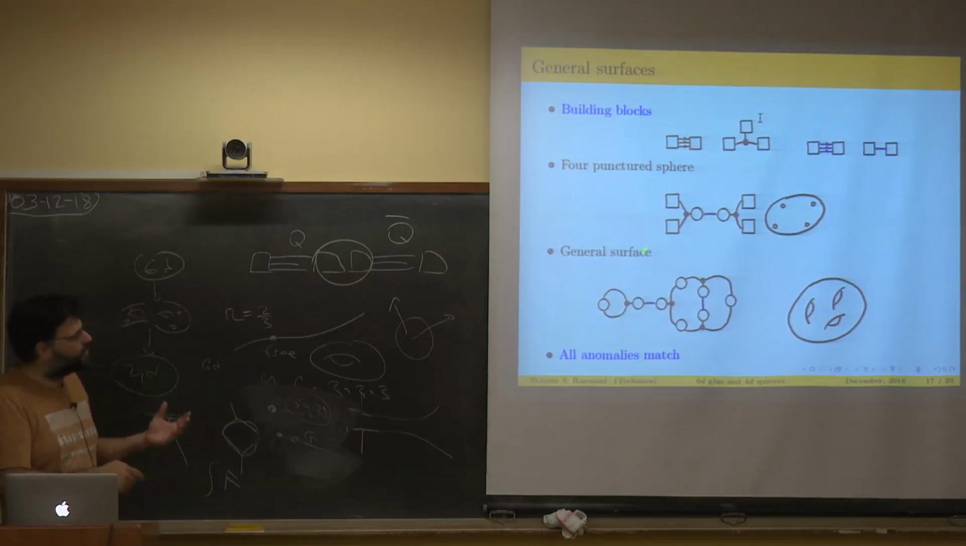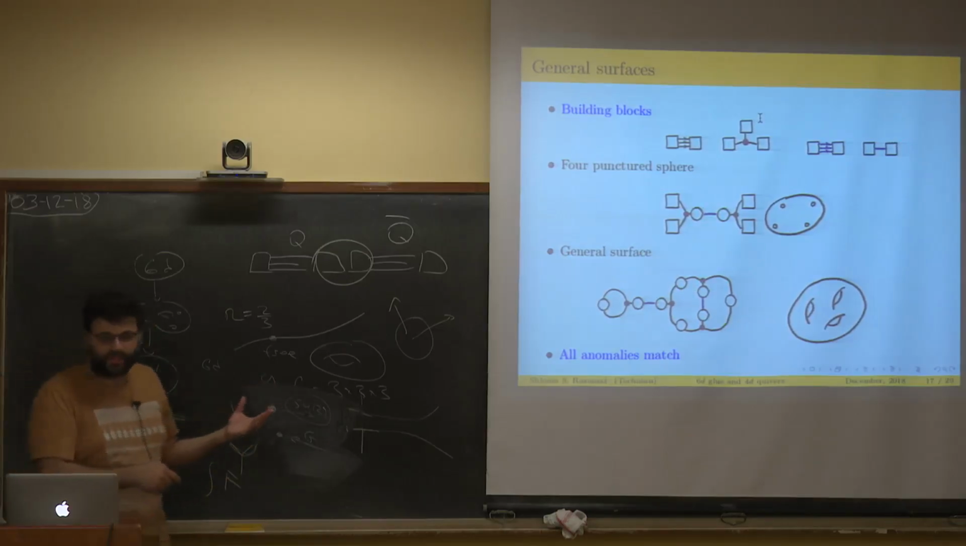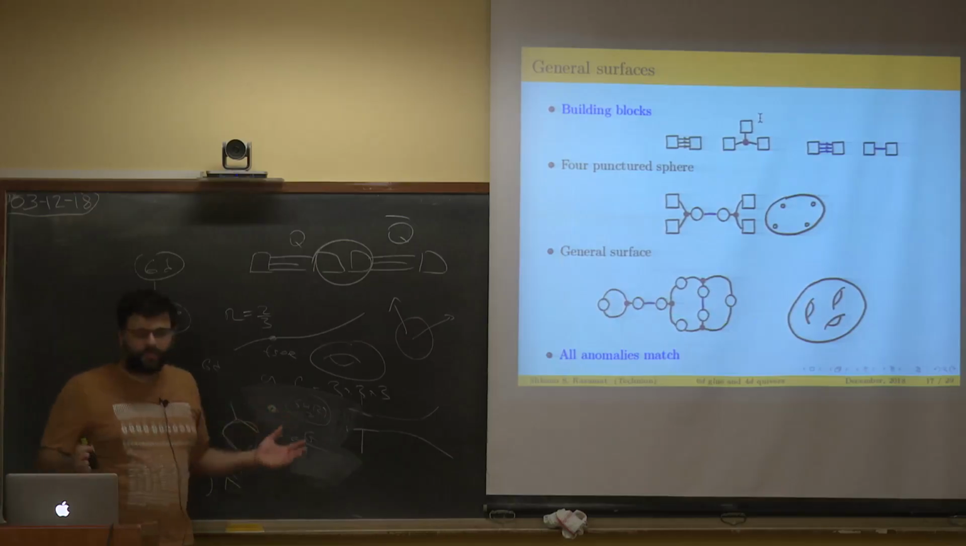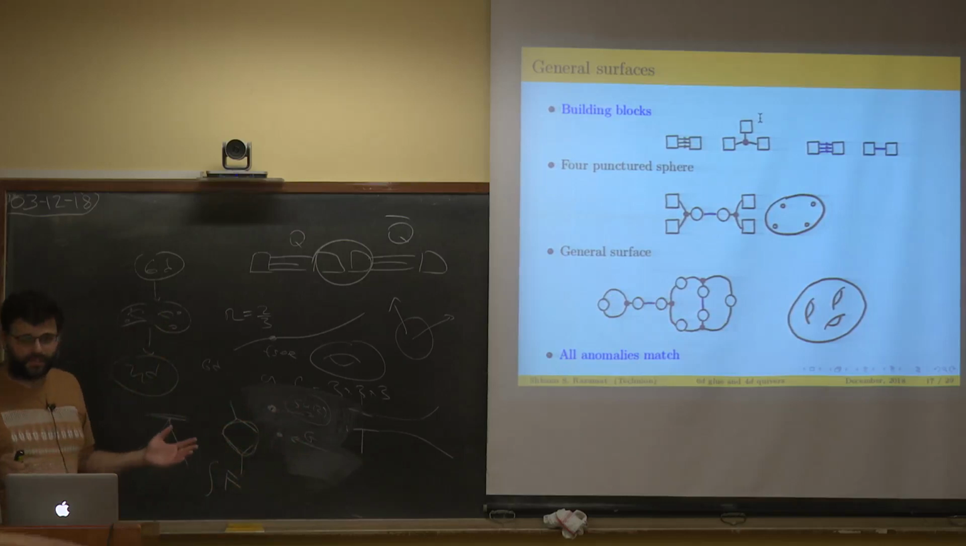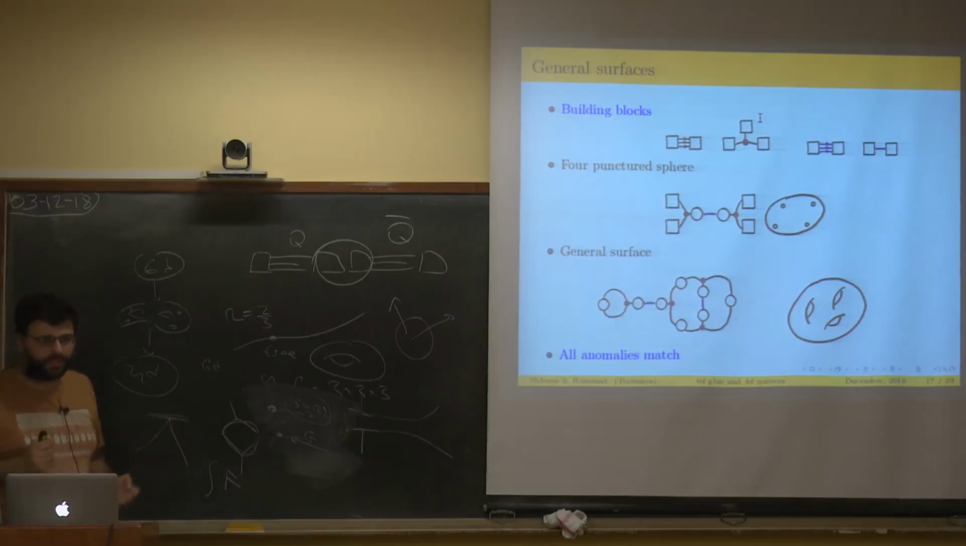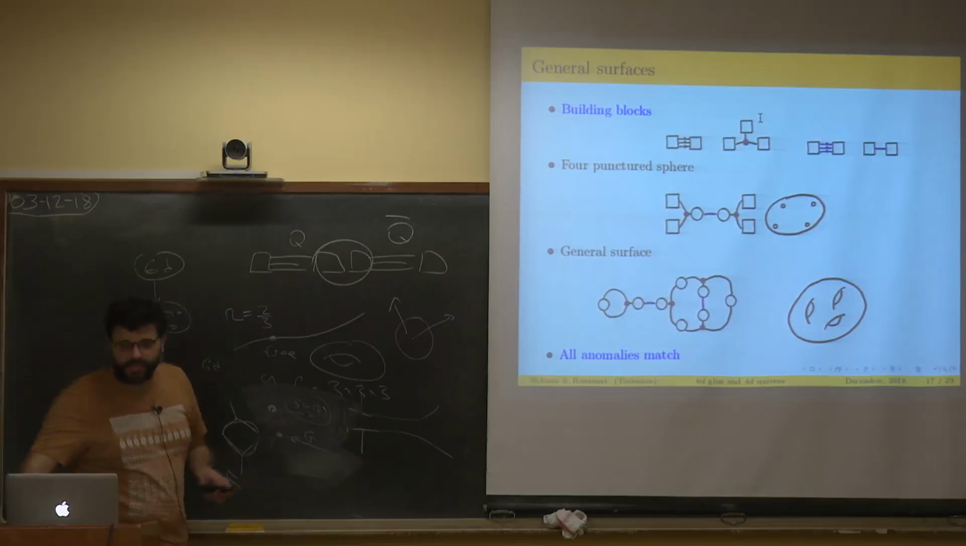And then using these four-punctured spheres, we can build any closed Riemann surface, okay? And all the anomalies match. And we can build any surface with an even number of punctures with the four-punctured spheres, by gluing them together. Okay? So we can build this large class of theories.